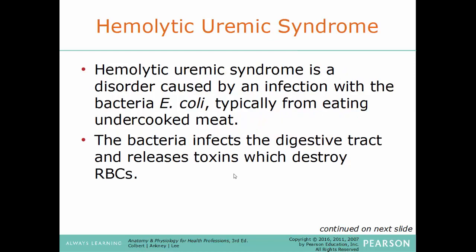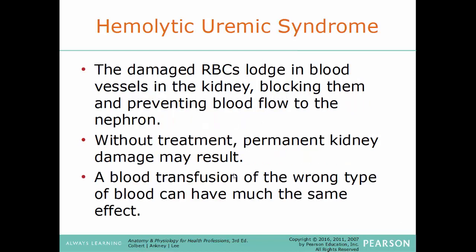Hemolytic uremic syndrome. This is a disorder caused by an infection of the bacteria E. coli, or undercooked meat. And the bacteria will infect the digestive tract and will release toxins that will destroy red blood cells. The damaged red blood cells get lodged in the blood vessels of the kidney, blocking them and preventing blood flow to the nephron. So without treatment, there can be permanent kidney damage that may result. Now, a transfusion of the wrong blood type can also lead to the same effect.